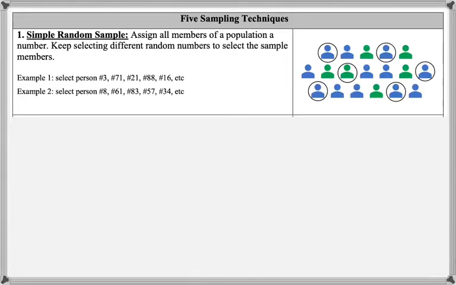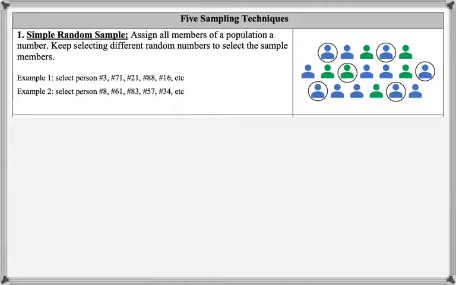Now we are going to be looking at 5 sampling techniques. And the first one is the simple random sample. So to find a simple random sample, we assign all members of a population a number. And then we keep selecting different random numbers to select the sample members.